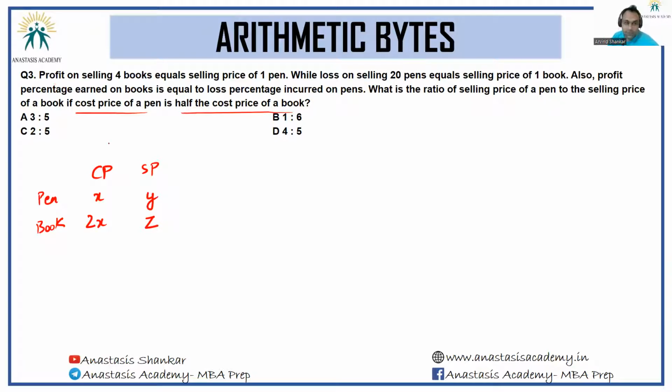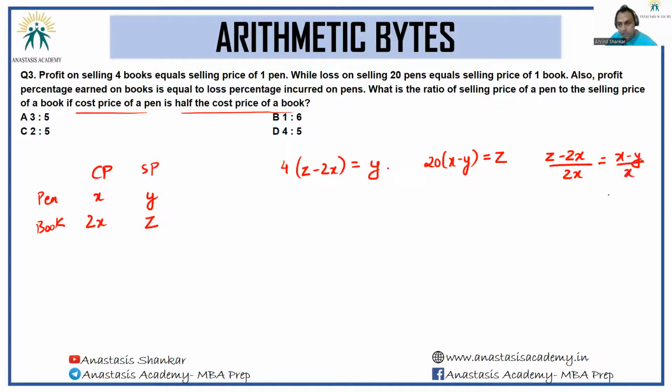So first thing told to us, profit on selling 4 books. So 4 times of z minus 2x is equal to the selling price of 1 pen. So this is equal to y, first equation. Second, the loss on selling 20 pens, so 20 times x minus y is equal to selling price of one book, which is z. Also, profit percentage earned on books is equal to loss percentage earned on pens. Profit percentage earned on books would be z minus 2x by 2x. Loss percentage on pens would be x minus y by x.